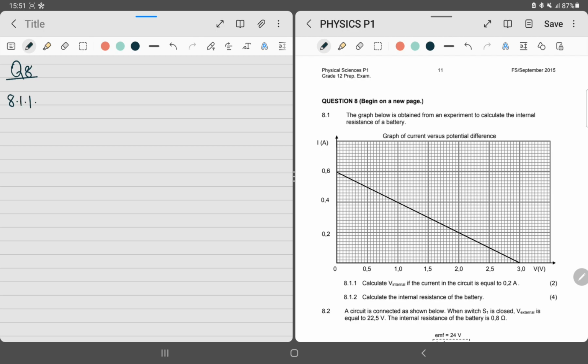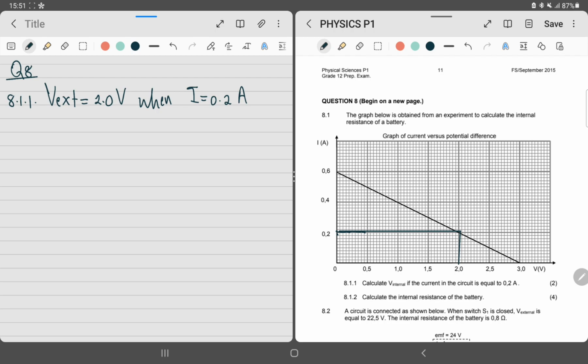8.1.1. Calculate V internal if the current in the circuit is equal to 0.2. The current is 0.2. So we want to know what the potential difference is when the current is 0.2. So the potential difference should be equal to 2. So V external should be equal to 2.0 volts when I is equal to 0.2.